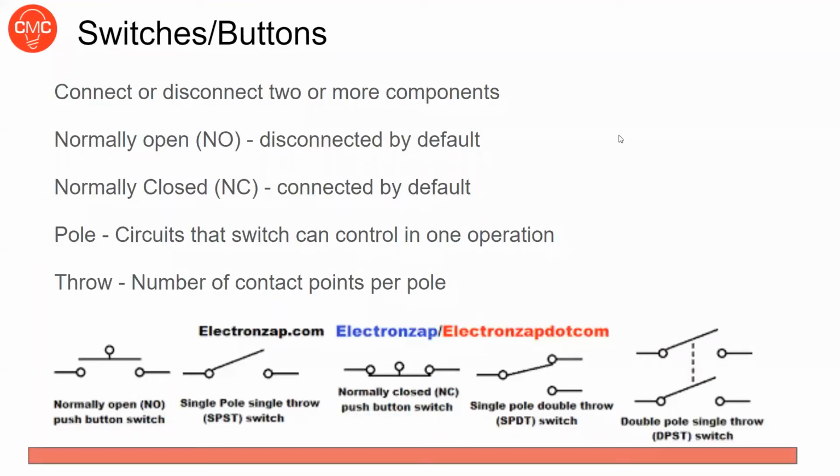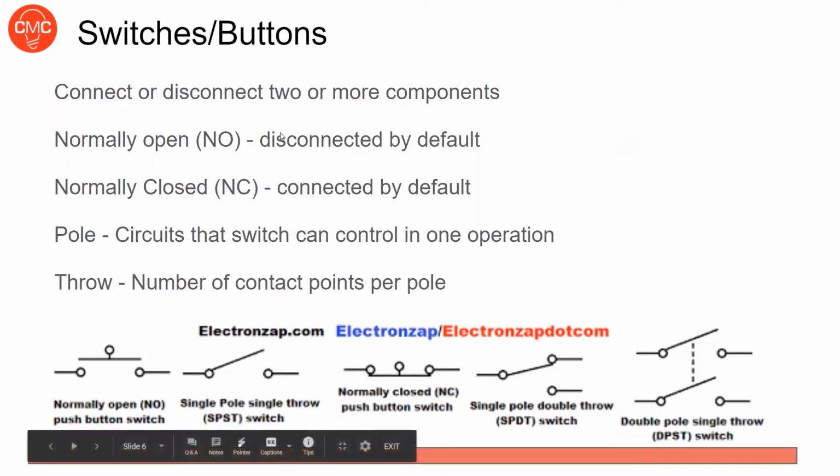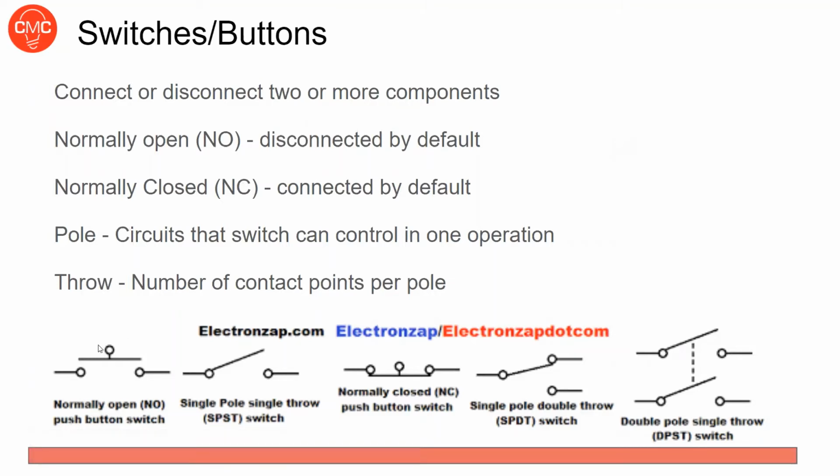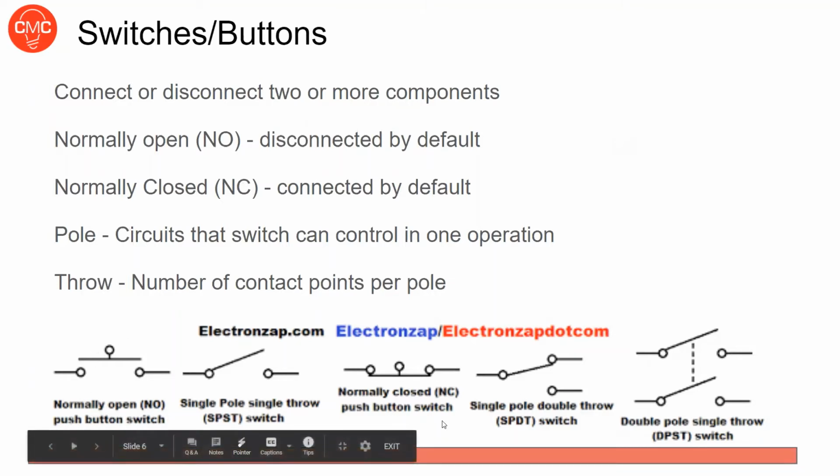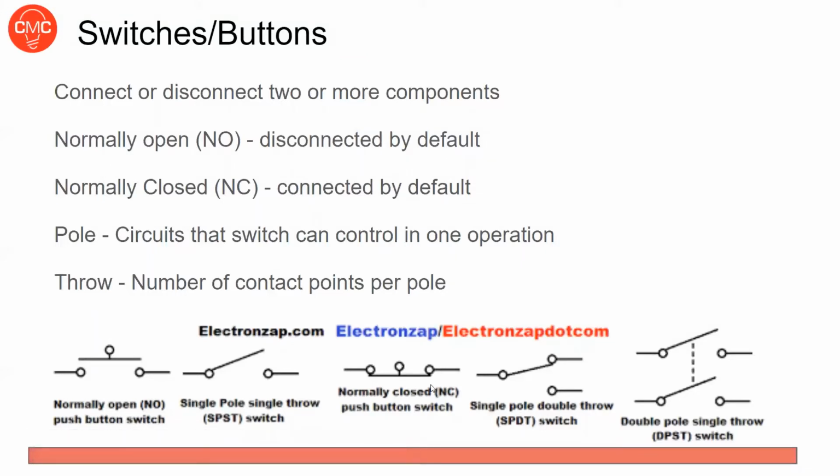Another really common component you're going to see on PCBs is switches and buttons. Their function is to connect or disconnect two or more components. Some major differences to look at when deciding between switches: are they normally open or normally closed? This is normally open and this is normally closed. Essentially, when it's not being pushed, is it going to connect two things or not? A normally open switch would leave it not connected until you push it, which would connect the circuit. And normally closed is the opposite.